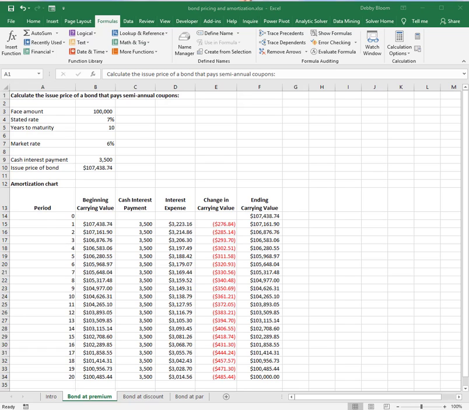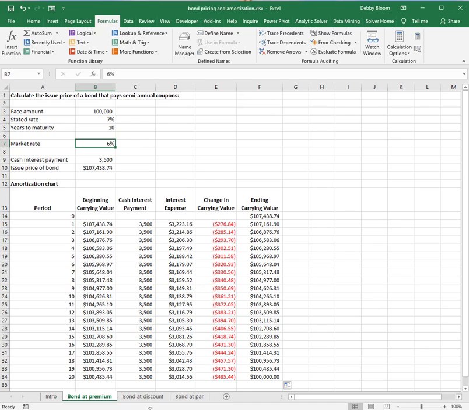So the answer to this problem is, if you purchase this bond for $107,438.74, and in return for that investment, you get 20 cash interest payments of $3,500 every 6 months and $100,000 at maturity, your $107,000 investment will earn you a compound rate of return of 6% each year.